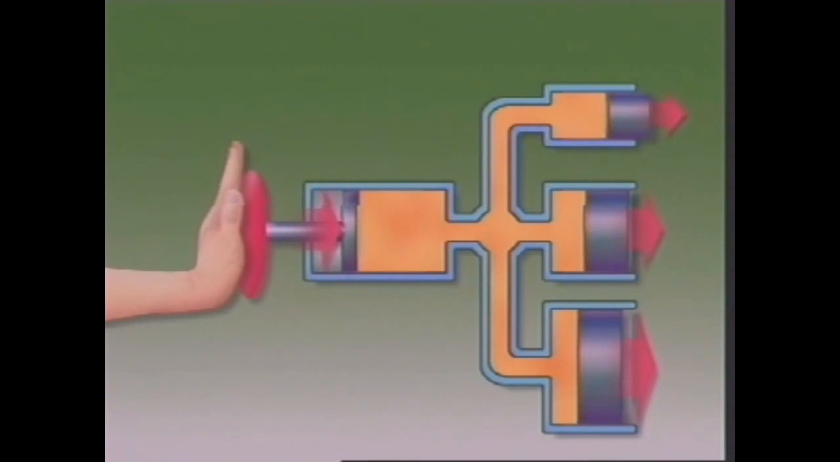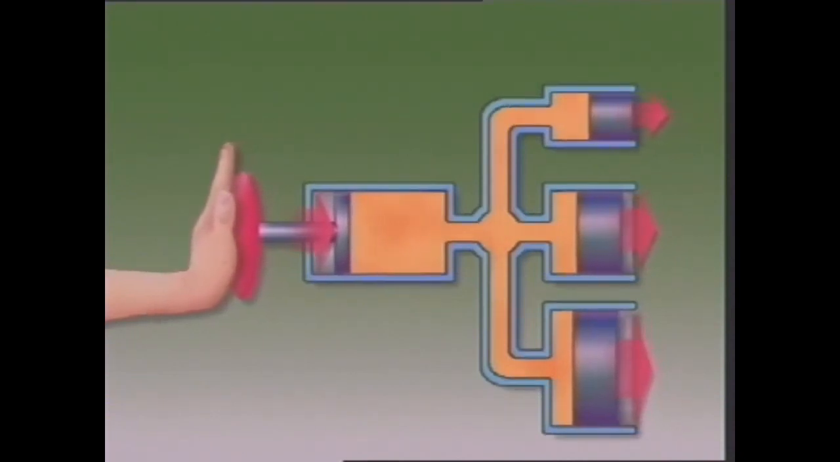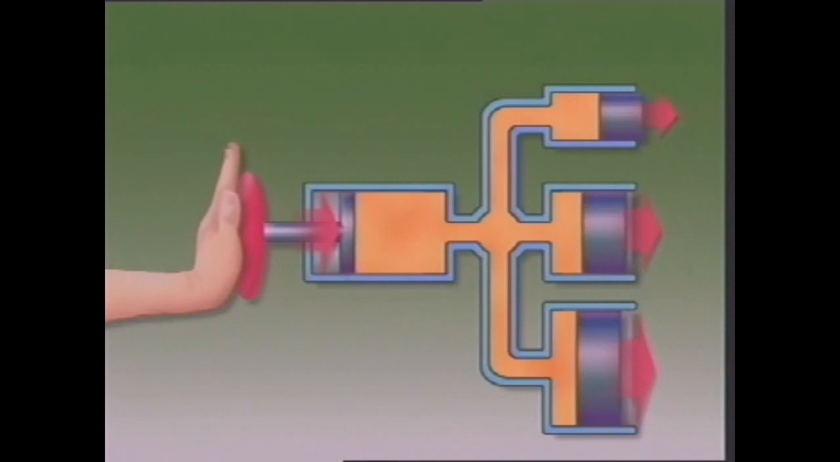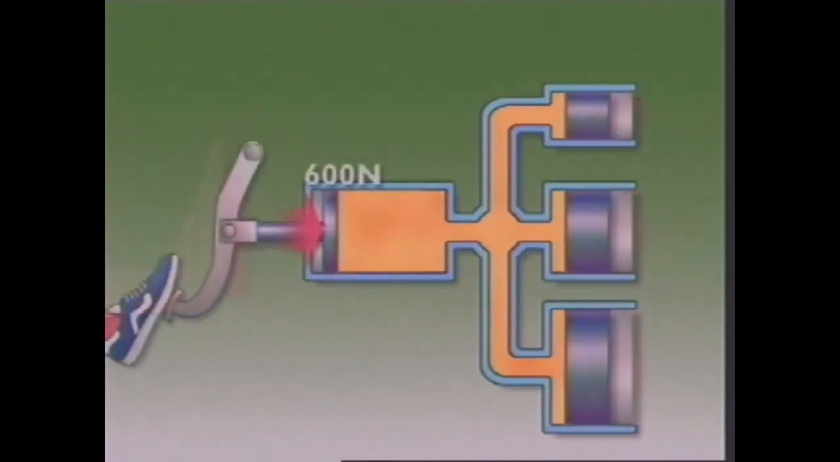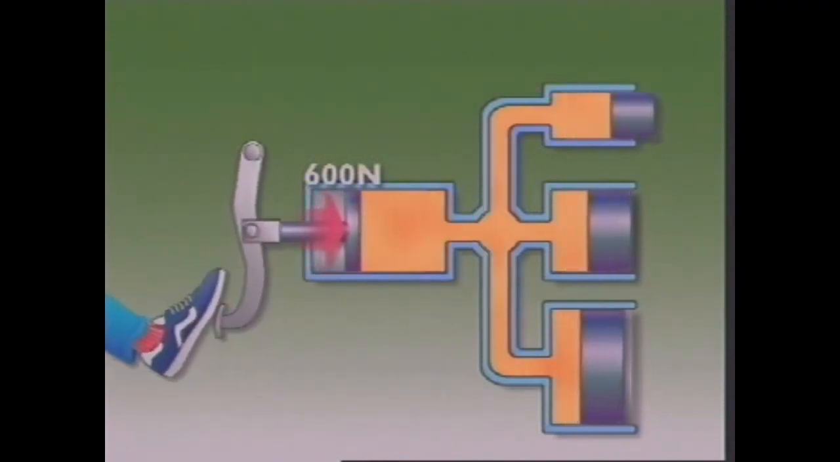Hydraulic pressure transmits increased force. Since pressure is force per unit area, the same pressure applied over different areas can produce different forces, larger and smaller. This system has cylinders of different sizes. When the brake pedal is pressed, the force against the piston in the master cylinder applies pressure to the fluid.